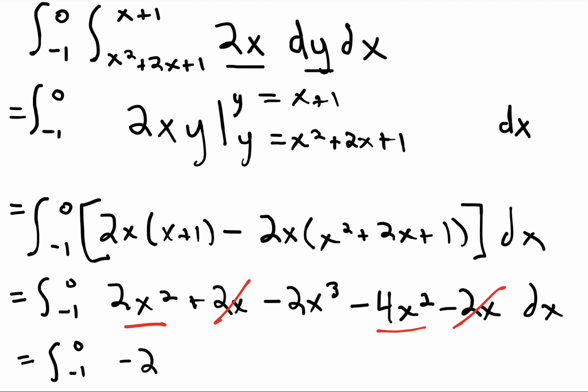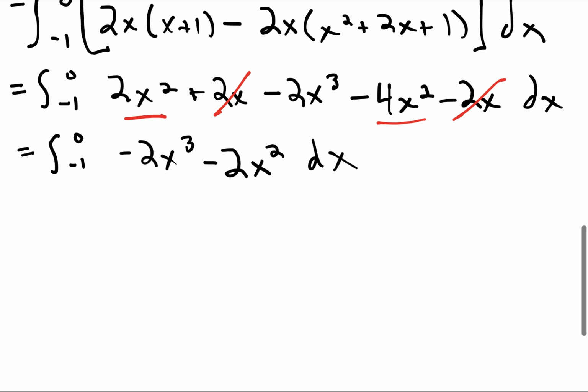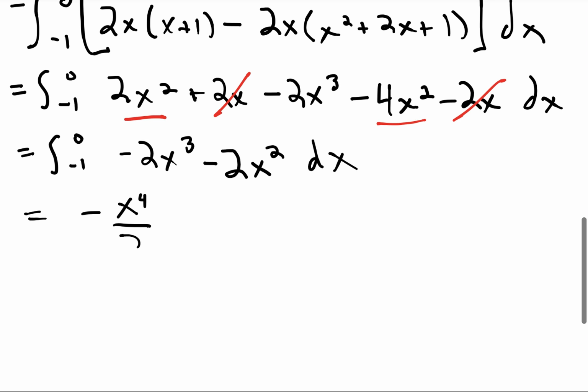I've got a minus 2x cubed. And after simplifying here, I've also got a minus 2x squared. At this point, this is a standard calculus 1 kind of problem. We antiderive with power rule. I'm going to get minus 2x to the 4th over 4. That'll simplify to x to the 4th over 2. And over here, I'm going to get a minus 2x cubed over 3, evaluated between minus 1 and 0.